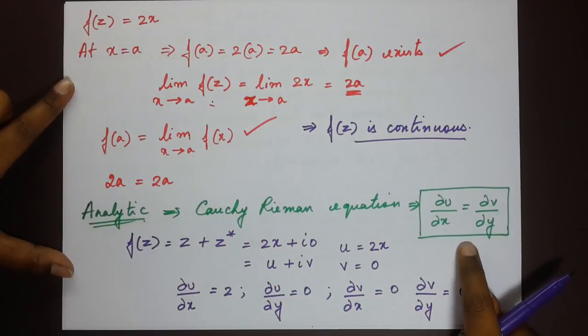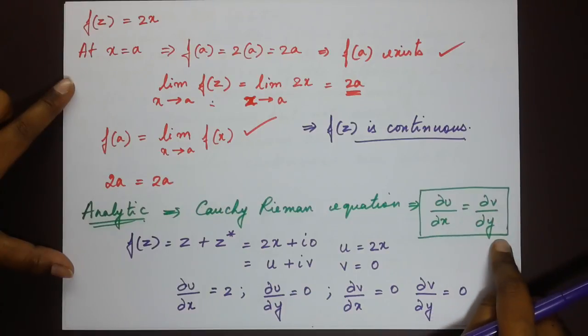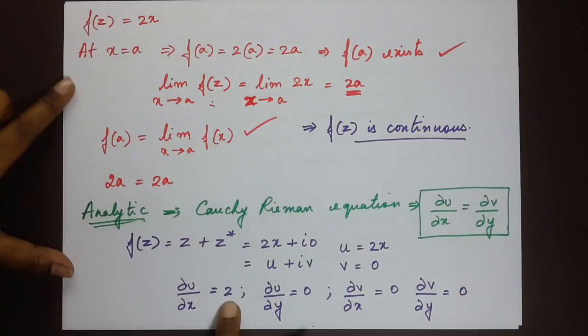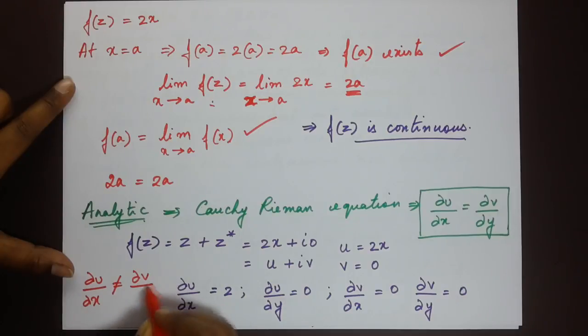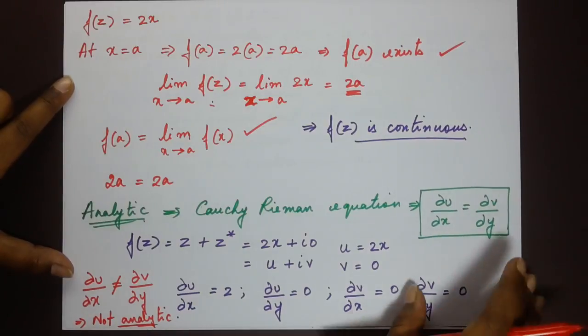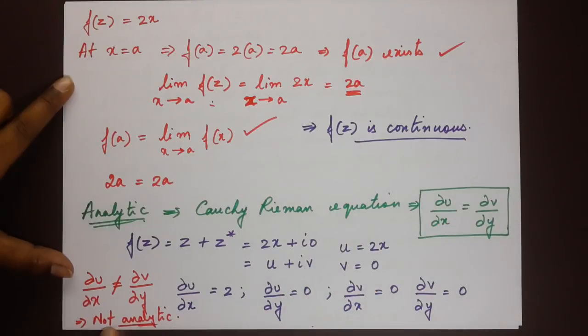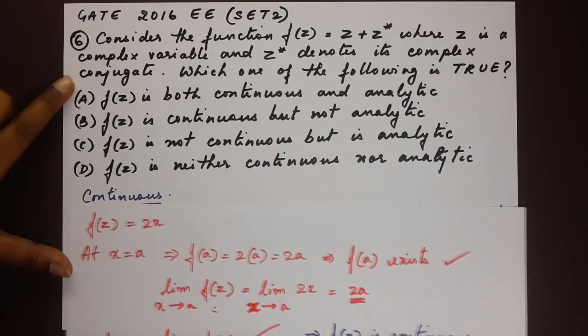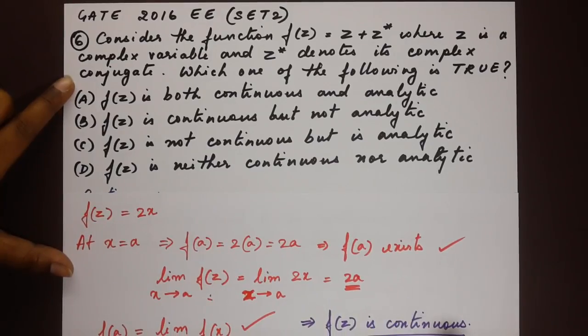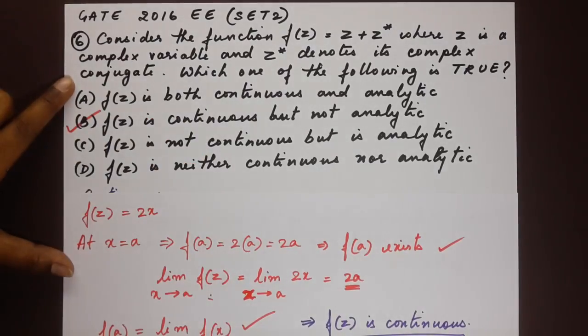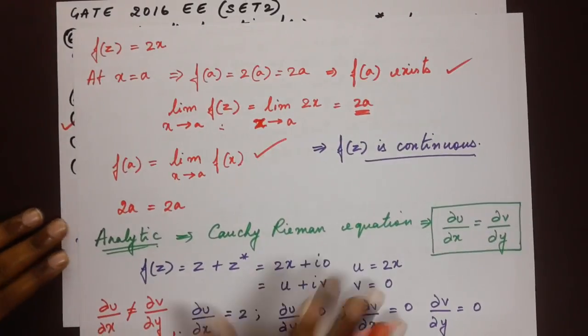Now look at the Cauchy-Riemann equation over here. So dou u by dou x should be equal to dou v by dou y. But we see here that dou u by dou x, which is 2, is not equal to dou v by dou y. So I'll write that down here. Since dou u by dou x is not equal to dou v by dou y, it is not analytic. So we find that the function f of z is continuous, but it is not analytic. So we'll take a look at the options given here. Continuous but not analytic? The answer is B. Well, I hope this has helped.